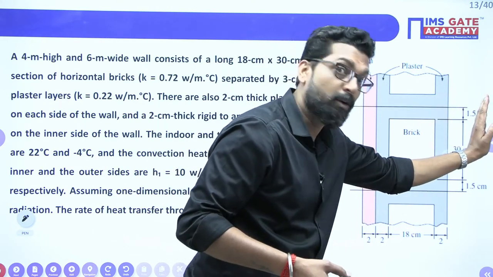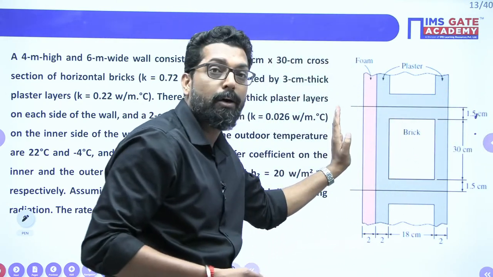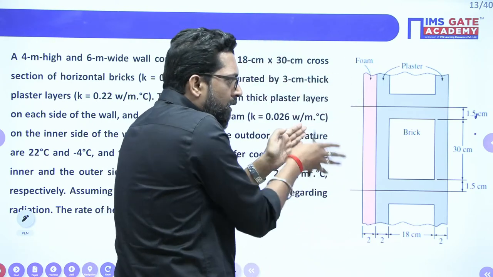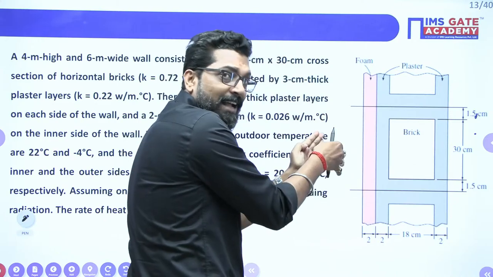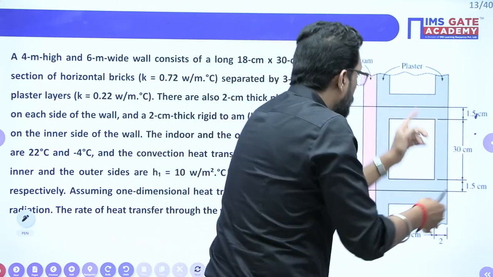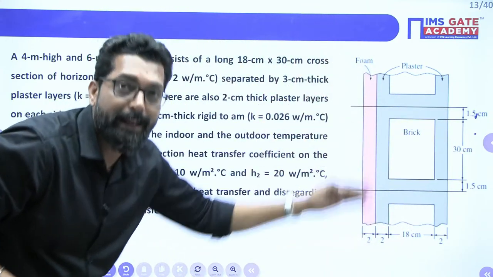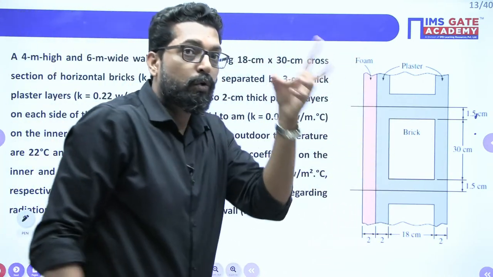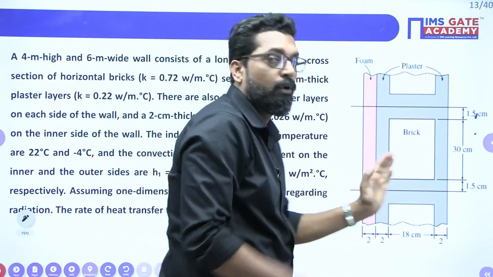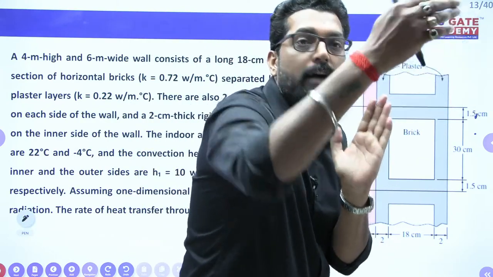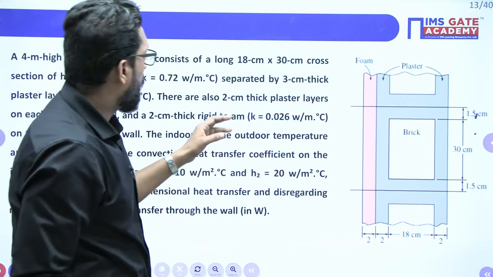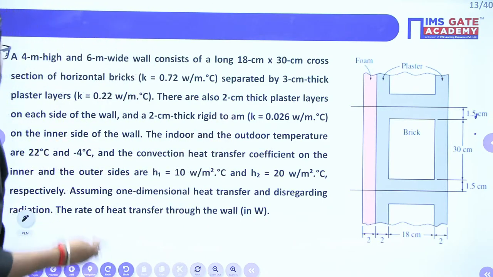Outer side is cold and inner side is hot. To resist the minimum heat loss from inside the wall to the outside, we require a layer of foam, and that layer of foam resists the heat flow from inside to outside, or outside to the inside. Okay, so what is the question asking?